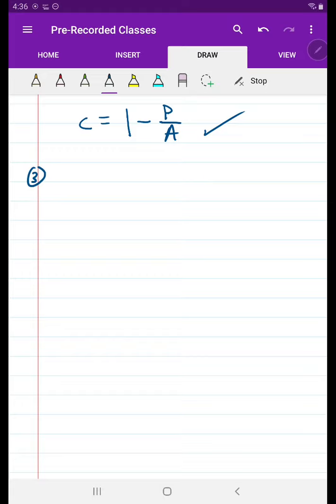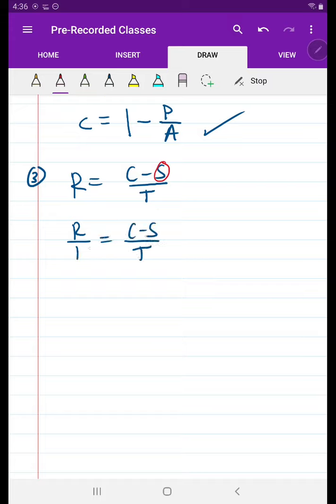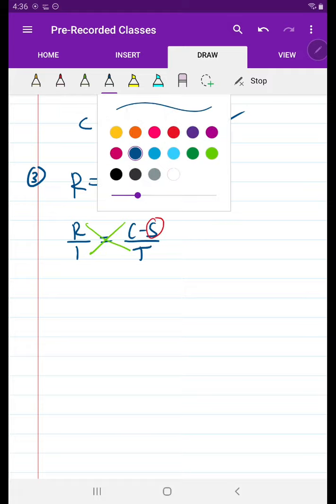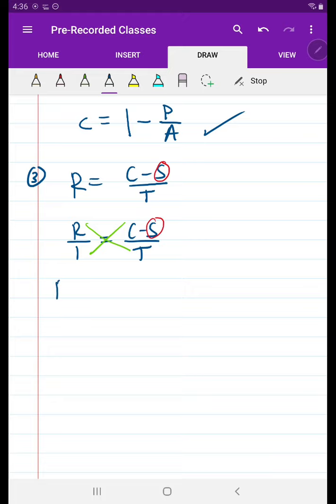For number 3, we have R equals C minus S over T, and the directions are to solve for S. This is another example of a case where we could turn the R into an R over 1, and we have C minus S over T, and we could cross multiply. If we cross multiply, we'll get RT equals C minus S, right?